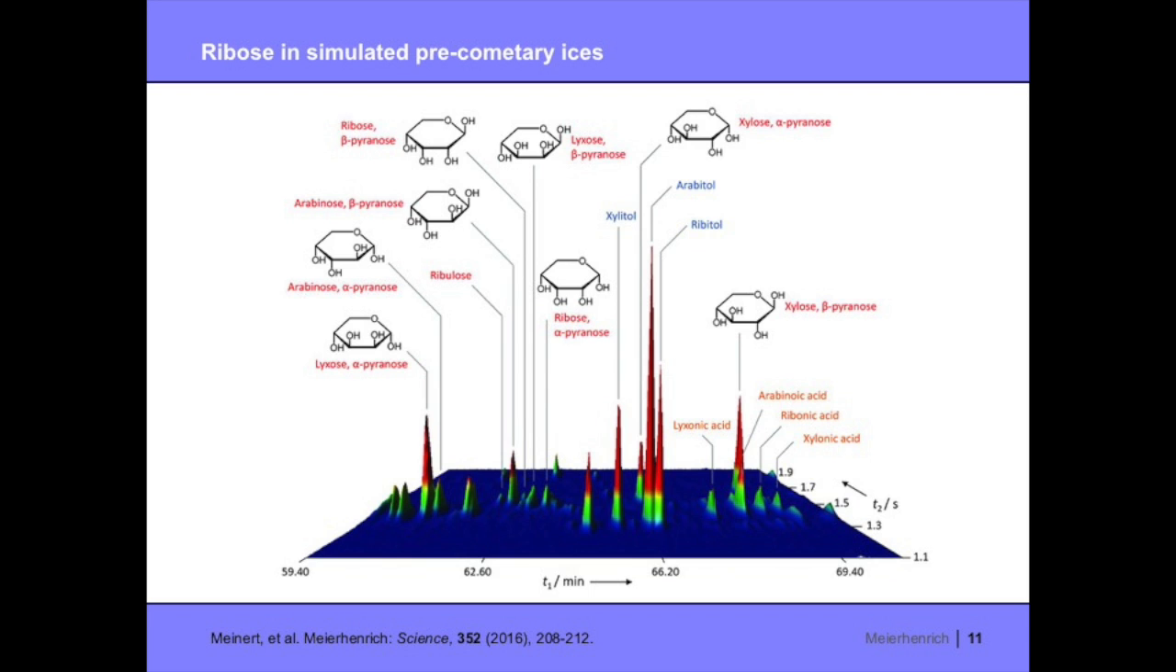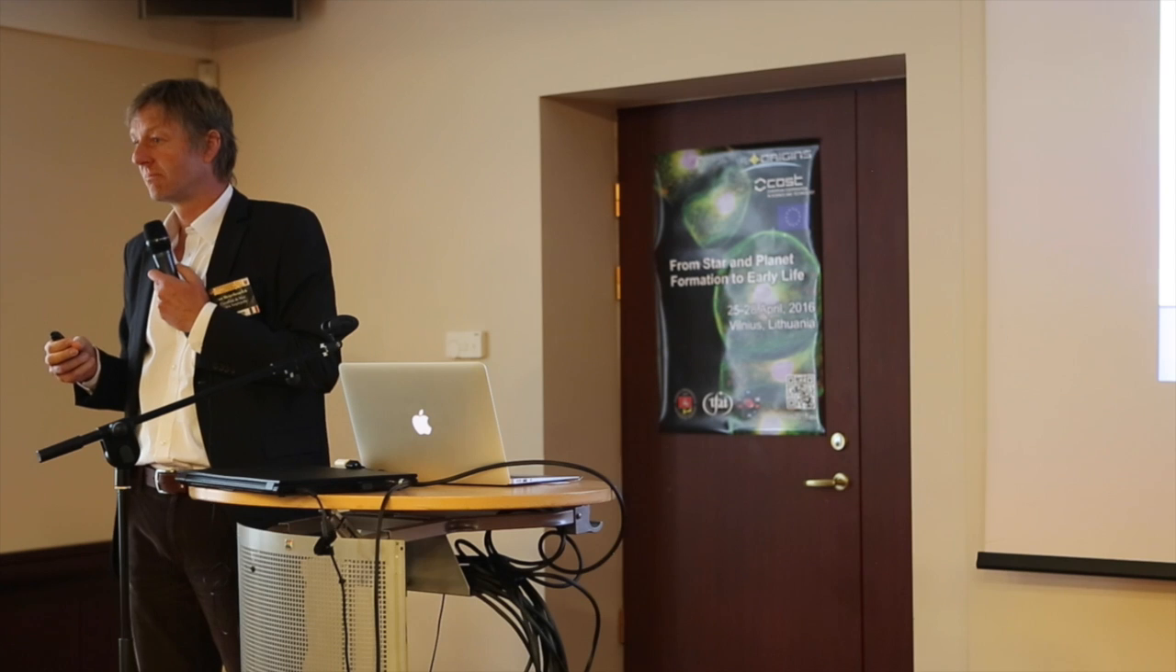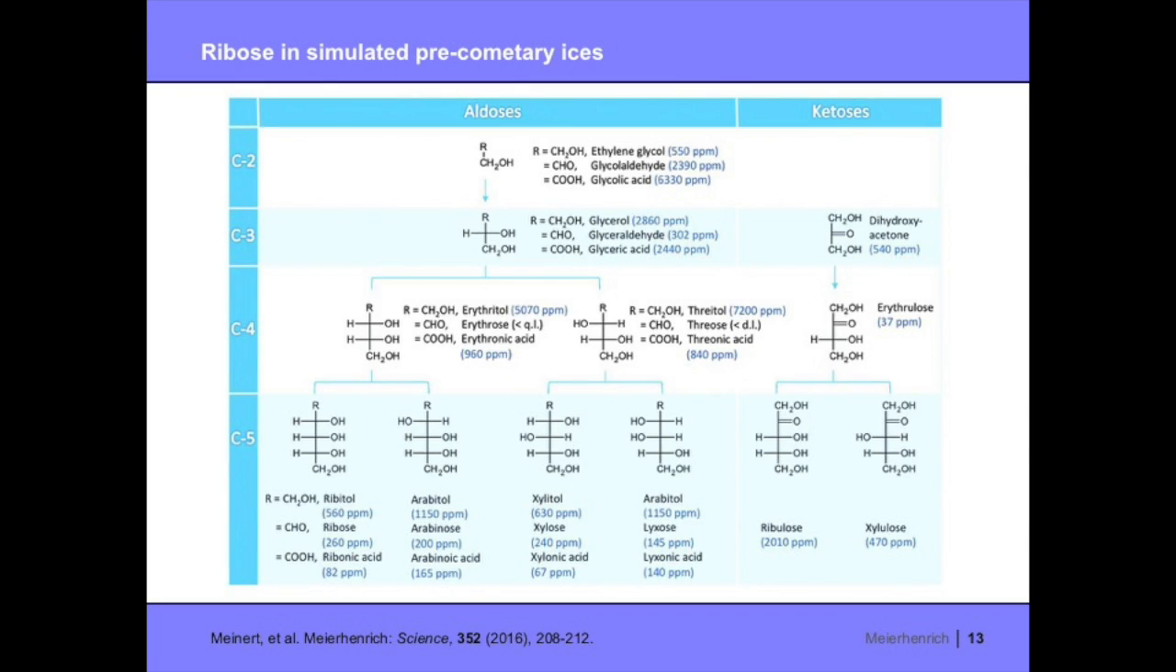We see aldoses, we see ketoses, and the beauty of this is that we assume to know the formation mechanism of these aldopentoses in the interstellar ice. These ribose molecules that formed have never seen the liquid phase, liquid water. We assume a formose reaction that occurs in the condensed solid state.